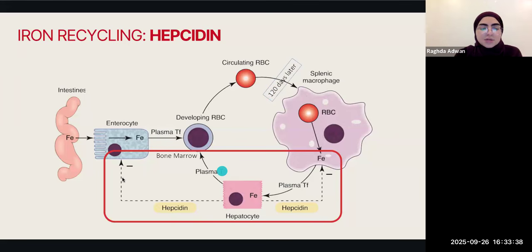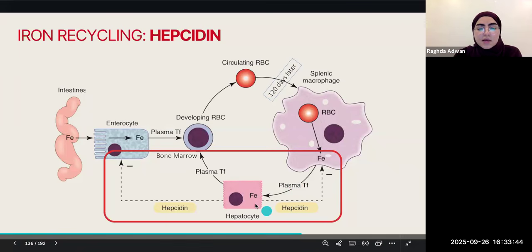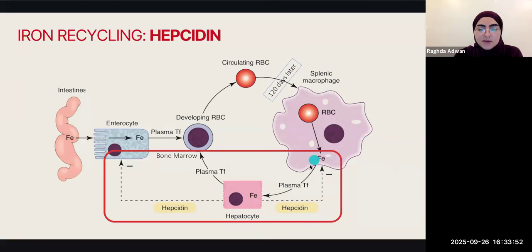This is the external source, when we consume iron from food. And hepcidin is released from the liver cells, or hepatocytes. Hepcidin goes and blocks any exit of iron from macrophages and blocks the exit of iron from intestinal cells. So it basically stops iron from going into the blood when we have enough iron.